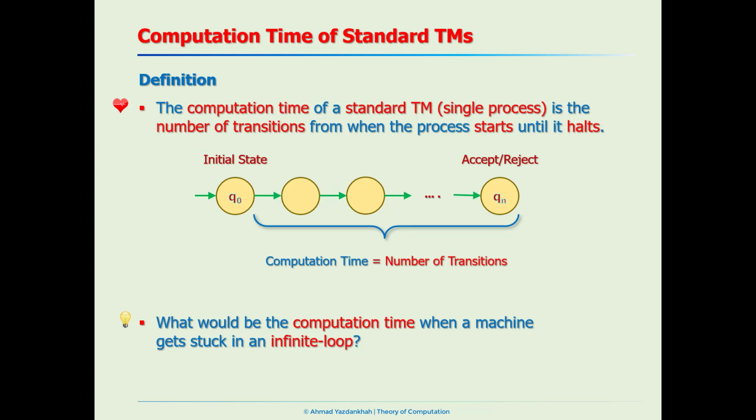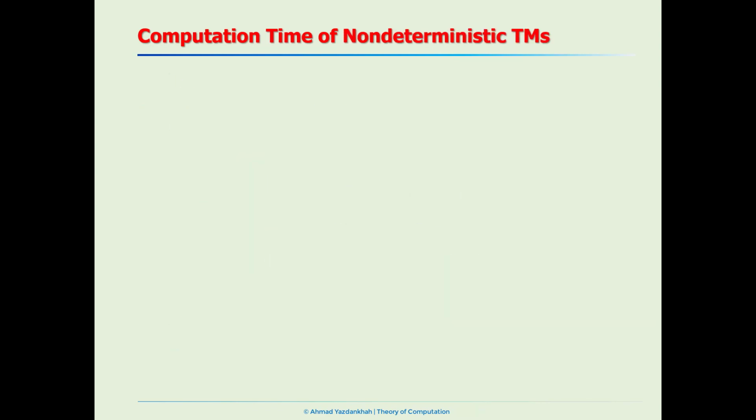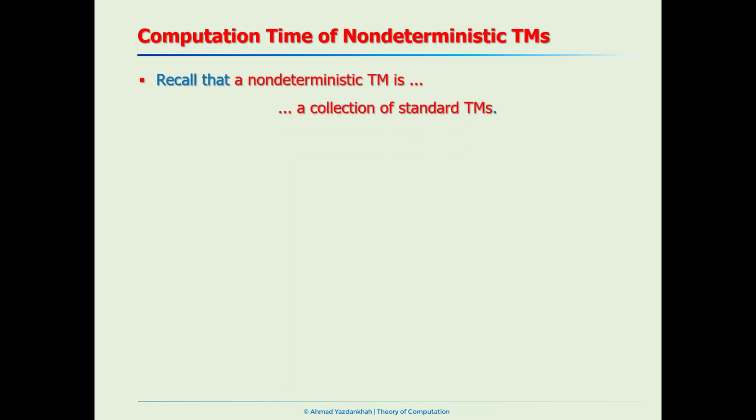single process machine. Now let's talk about the computation time of a non-deterministic Turing machine. Just recall, what was a non-deterministic machine? If a machine is non-deterministic, it is actually a collection of single processes. So a non-deterministic Turing machine is a collection of standard Turing machines, right? And you know that all of those processes are working concurrently.